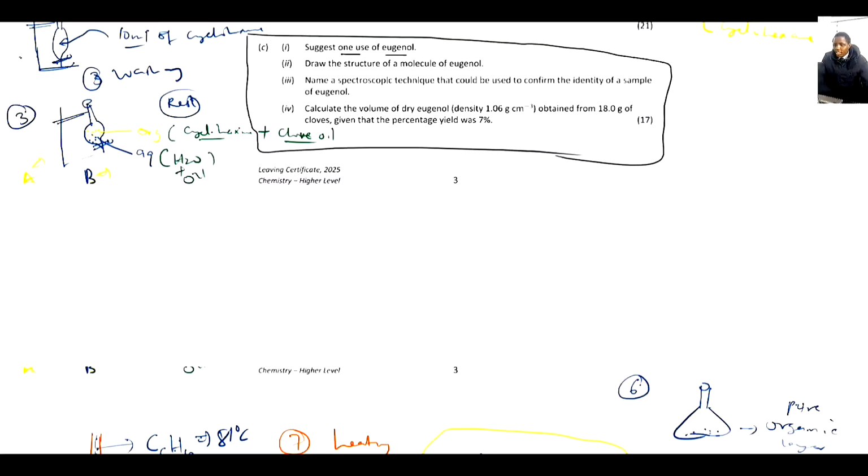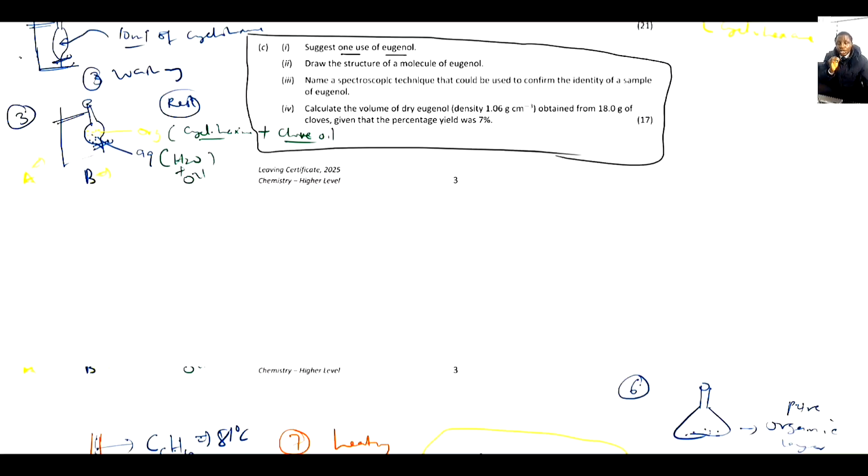Eugenol is a compound. It is a major component in clove oil, and it is used in the manufacture of many industrial products. Number one, it is used as aromatherapy, like in the perfume industry. It is used to produce good scent. So it is one of the raw materials, a starting material, for producing perfume.